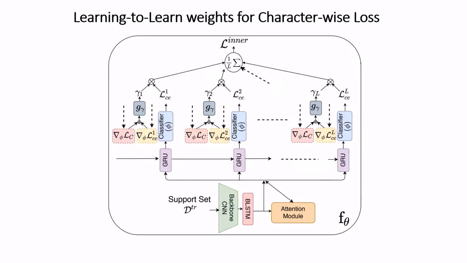For character-specific loss, we calculate the gradient of the T-th character-specific cross-entropy loss, with respect to the final classification layer, and then concatenate it with gradients of mean loss. The concatenated matrix is passed through a multi-layer perceptron network G-gamma predicting a scalar weight value for the T-th character-specific loss. Thus, the instance-weighted inner loop loss is the weighted sum over all character loss.